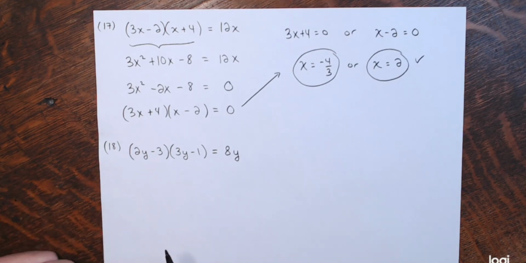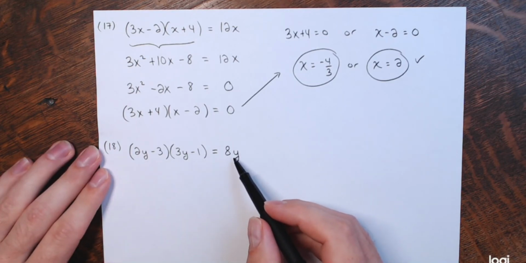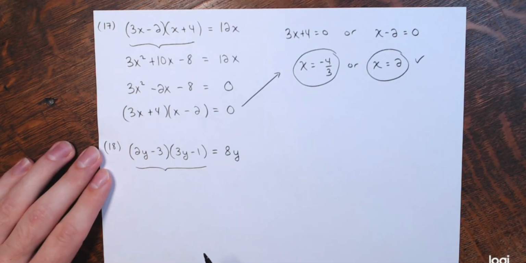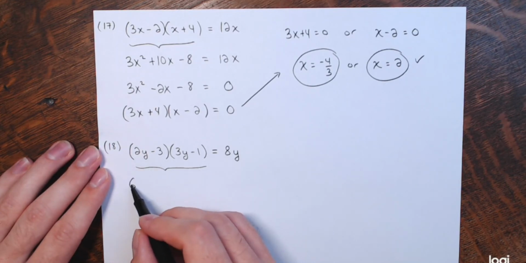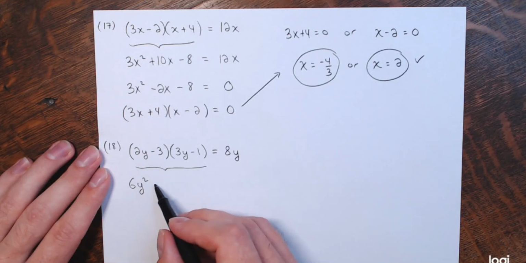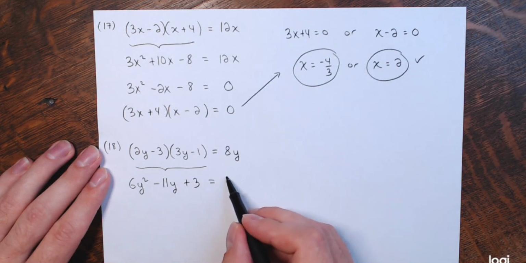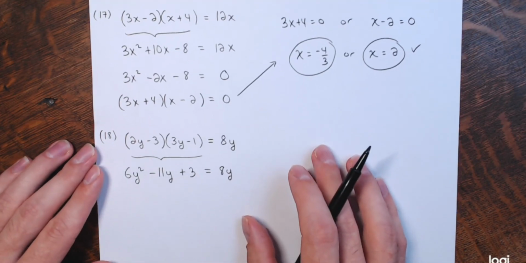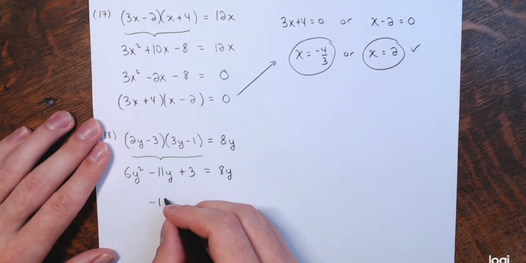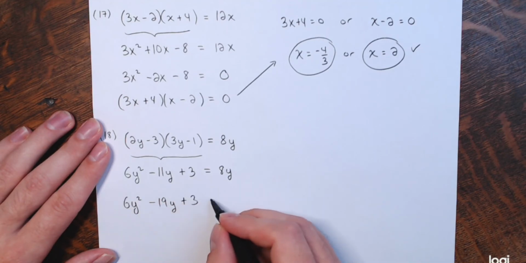Kind of the same thing for number 18. I got a product, but it's not equal to 0, so I can't do anything with this just yet. So I got to simplify things and then take everything to one side. So this is 6y squared, then minus 2y minus 9y, so minus 11y, then plus 3 equals 8y. Then I would subtract 8y, give me negative 19y. So I got the 6y squared plus the 3, and then that's equal to 0.